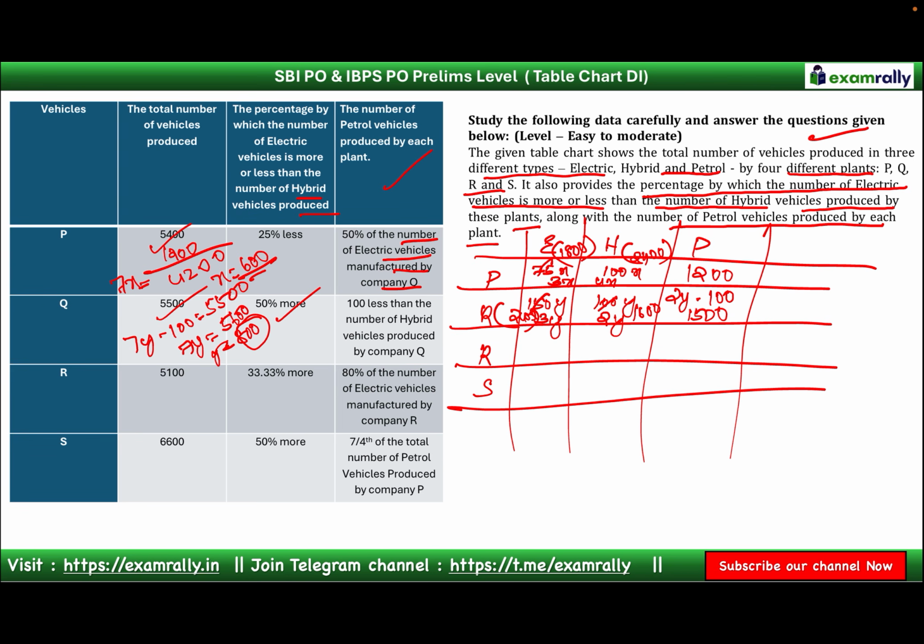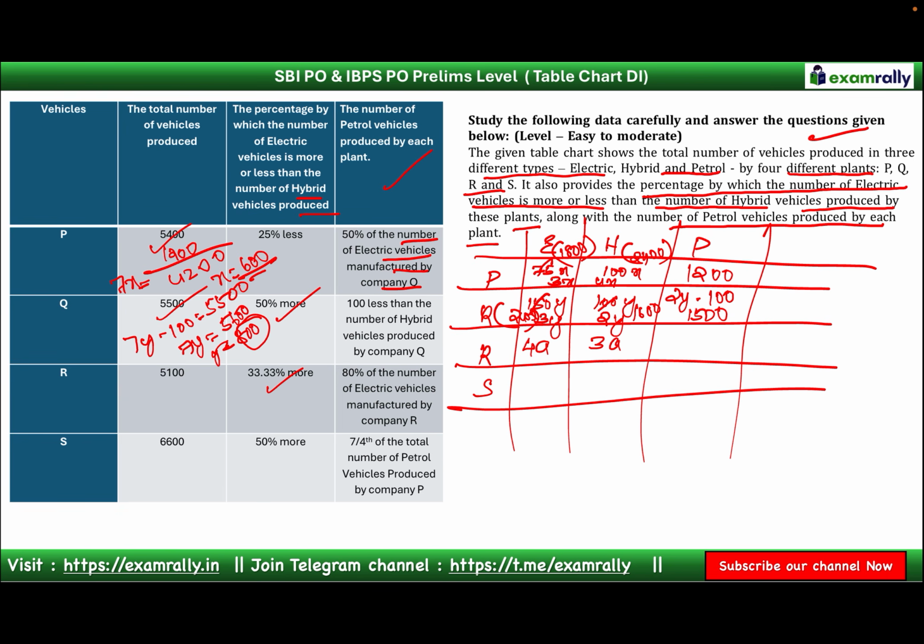Let's see regarding R. 33% more. So if I am considering this as 3A, then 4A will be the electric vehicles. And what it said: 80% of the number of electric vehicles manufactured by company R, the electric vehicles itself, of that same company only.